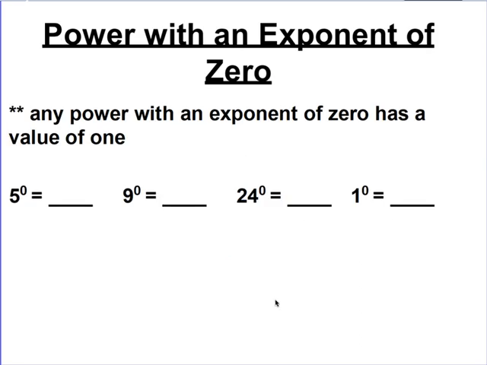So now let's talk about one kind of special power. Powers with an exponent of 0. There is a rule for this, and I'm going to show you how the rule works and why it works, but what you have to remember is that anytime the exponent in a power is 0, the answer is going to be 1. So 5 to the 0 power is equal to 1. 9 to the 0 power is equal to 1. 24 to the 0 power is equal to 1.